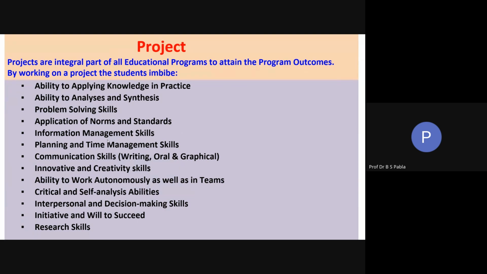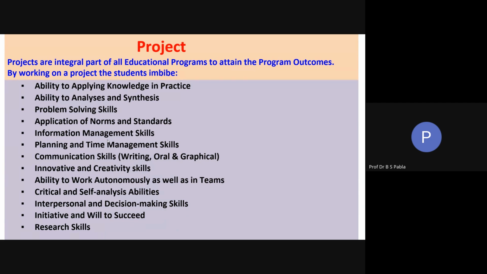Application of norms of standards. There are norms and standards. There are environmental requirements. Let's say in mechanical engineering, we say there are some standards on dimensions also, weight also, requirements of the customer also. So that also has to be kept in mind, and the student will learn by doing the project only.